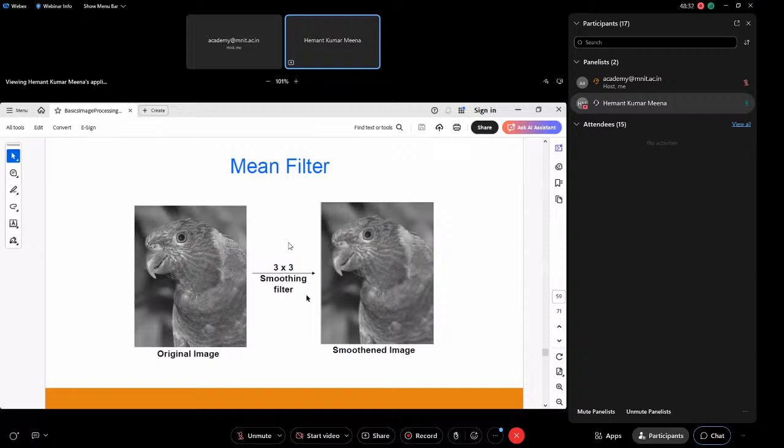Why do we call it the smoothing filter? Because it basically smoothens. Smoothens means the noise type of problem is removed, so that we are seeing here. This is the original one, and this is the smoothened one.